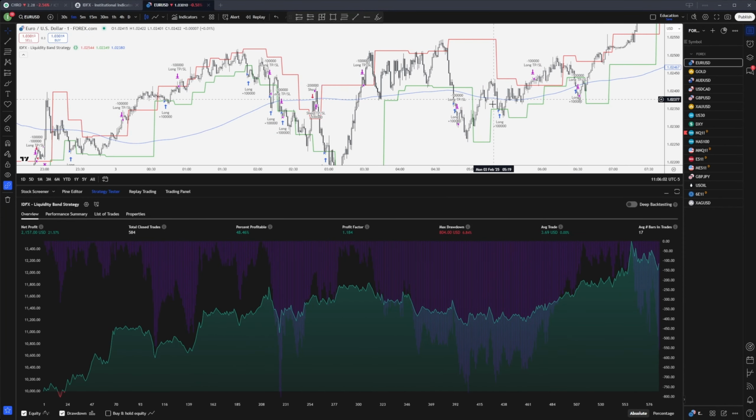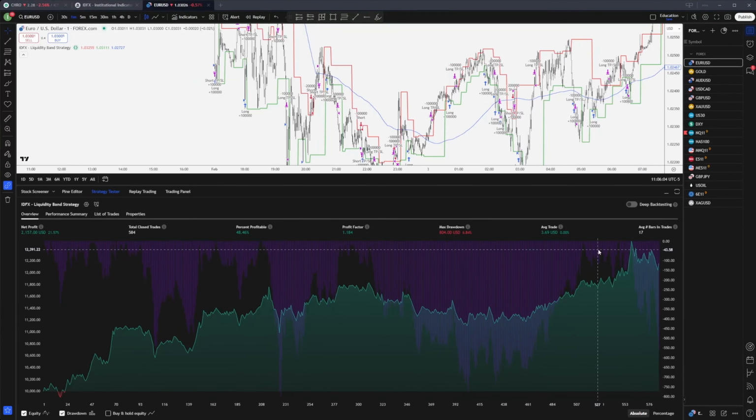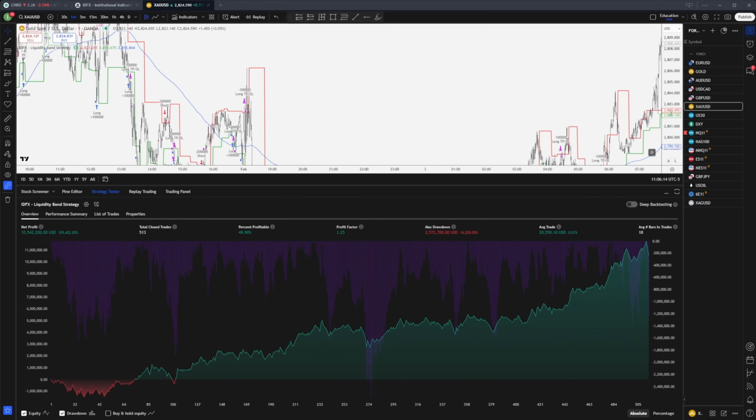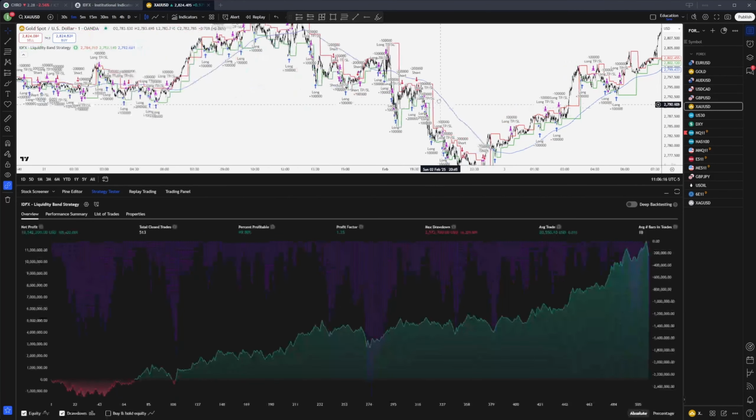This is liquidity in a very tight scalping fashion because as you can see, it executed over 500 trades in a time span of less than a month. So this is a very aggressive system. And as you can see on gold, the number is about the same. So it doesn't really matter which pair you use it on.